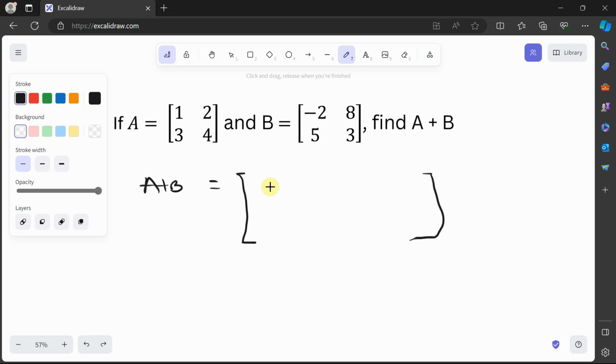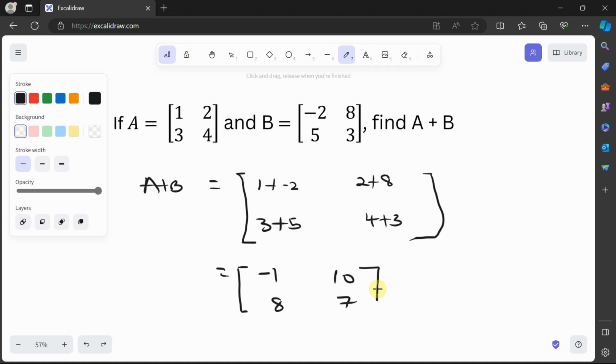So the sum of the elements in the first row and the first column of this resulting sum will just be 1 plus minus 2. Same thing, so I'll say 2 plus 8, that is A12 plus B12. For me to find this third one, it will be 3 plus 5, and the last one will be 4 plus 3. This shows that to find the sum of the matrices, we're going to be taking the sum of the corresponding elements in each of the matrices. If I sum this, 1 plus minus 2 will give you minus 1, 2 plus 8 will give you 10, 3 plus 5 will give you 8, 4 plus 3 will give you 7. This is the result of our addition of matrix A and B.